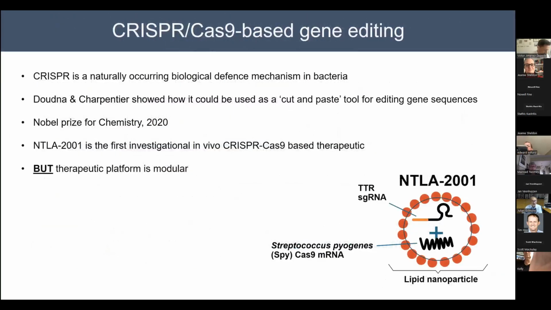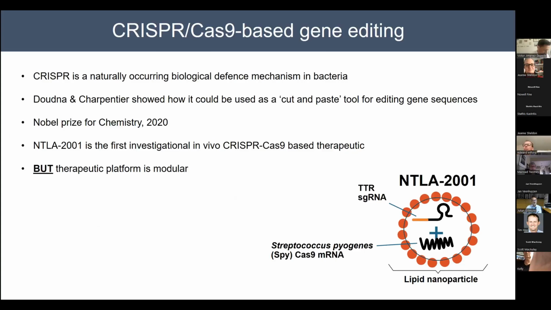So in 2012, Jennifer Doudna and Emmanuel Charpentier showed how CRISPR, a naturally occurring biological defense mechanism in bacteria, could be used as a sort of cut and paste tool for editing gene sequences, work for which they received the Nobel Prize in Chemistry in 2020.